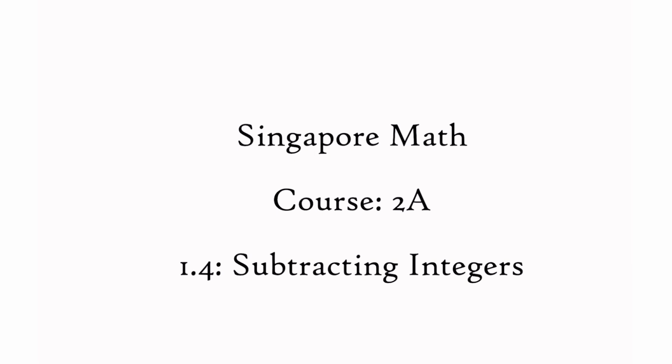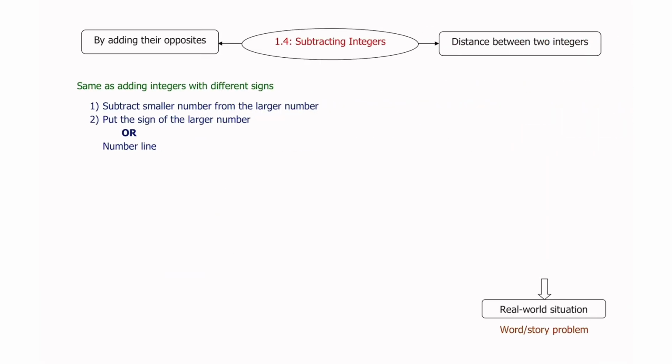This video is to help you understand the concepts of this chapter. So let's get started. This chapter has basically three subtopics. We begin with the first part, subtracting by adding their opposites. The rule for doing this is laid down here. The process is explained here.